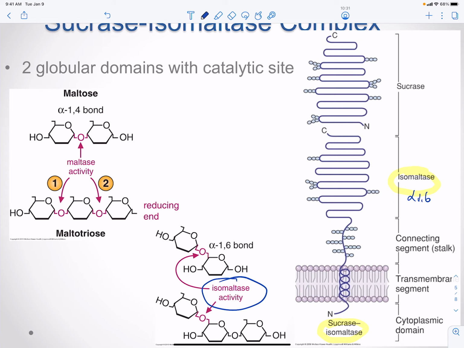And it can also do the 1,4. And then we're going to have the sucrase activity that is going to be able to split up sucrose. Now you also have your maltase activity that can break the 1,4 bonds as well from your isomaltase. So sometimes you'll see this complex as sucrase maltase complex, and sometimes it'll be labeled sucrase isomaltase complex, but they're the same thing.